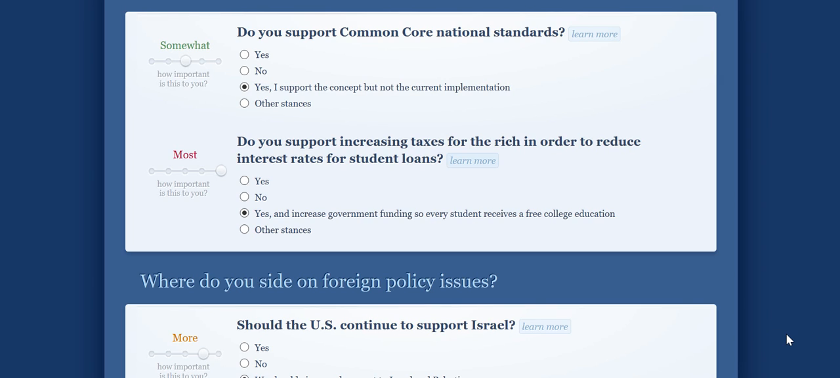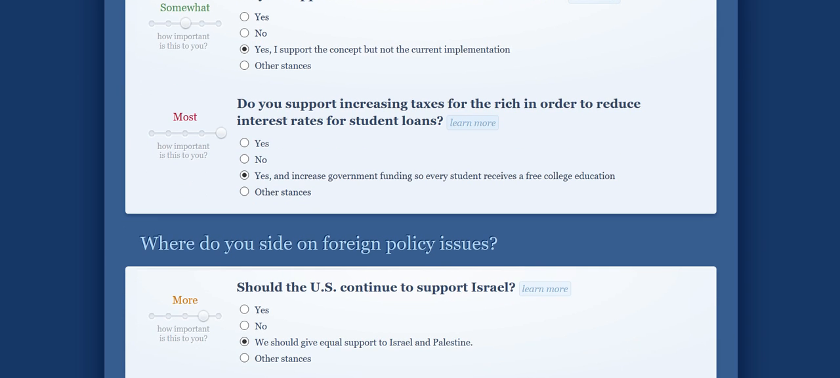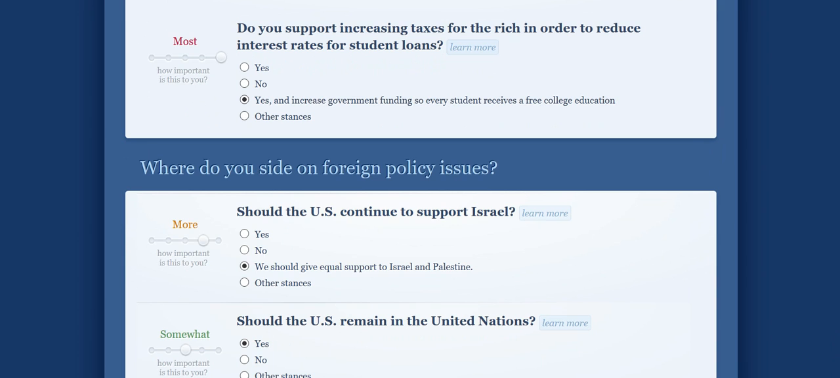Do you support increasing taxes for the rich in order to reduce interest rates for student loans? I said yes, and increase government funding so every student receives a free college education. That's another one of my top priorities, not only universal health care and getting money out of politics, but universal college as well.